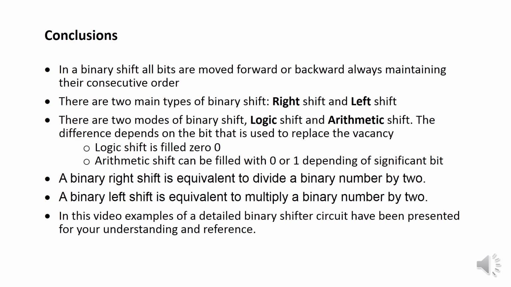A binary right shift is equivalent to dividing the binary number by 2. And a binary left shift is equivalent to multiplying a binary number by 2. In this video, examples of a detailed binary shifter circuit have been presented for your understanding and reference.